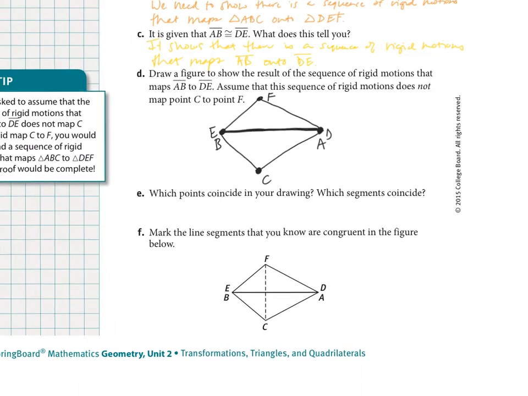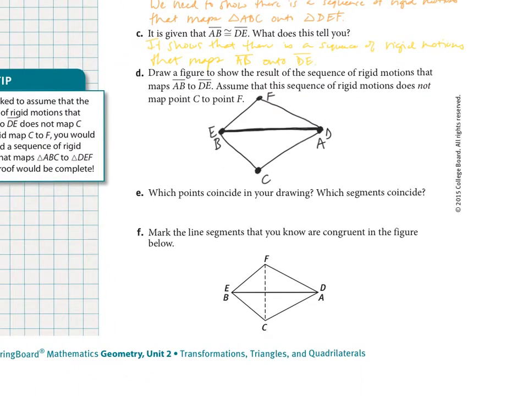So let's go ahead and look at part E and see what it's asking us to do right there. It says, which points coincide? Remember, that means on top of each other. If you don't know what that word means, I'm helping you out. It means which points are on top of each other in our drawing. So let's start with that.